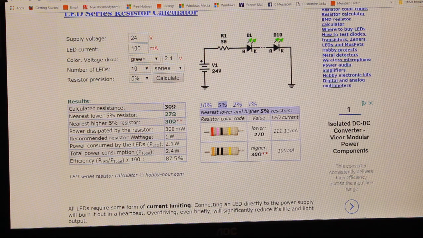And that's 81% efficient. We need 30 ohm resistors. Do not use 27 because that's below 30. You will pass too much current and you will shorten your resistor life, sometimes quite horrendously.